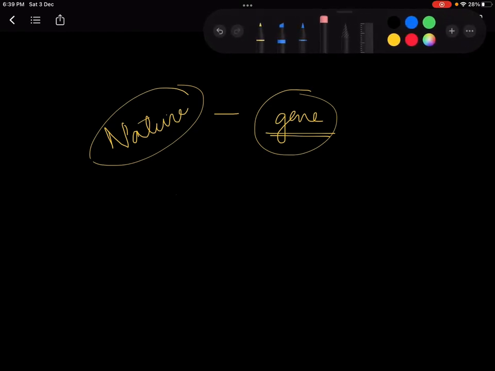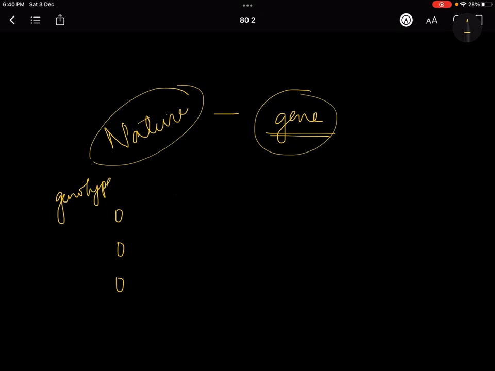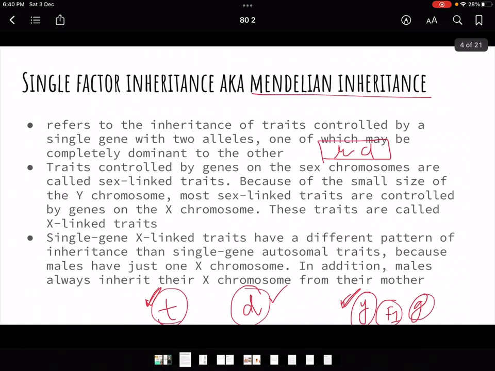So single factor inheritance क्या बोलता है? There is one gene, that means there is one genotype, ठीक है. जैसे मैंने 3 genotypes बना दिए, ठीक है. Each genotype gives rise to one phenotypic trait, ठीक है. So ये this genotype gives rise to this phenotype, this genotype gives rise to this phenotype. So basically what it is saying, it is saying one gene is responsible for one physical trait in our body, ठीक है. So this is what single factor inheritance talks about.